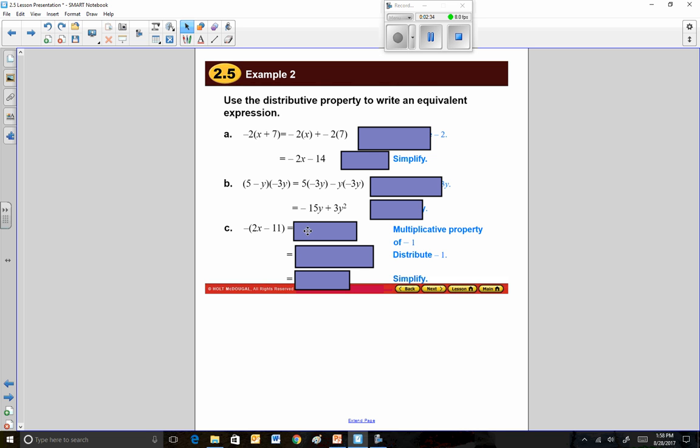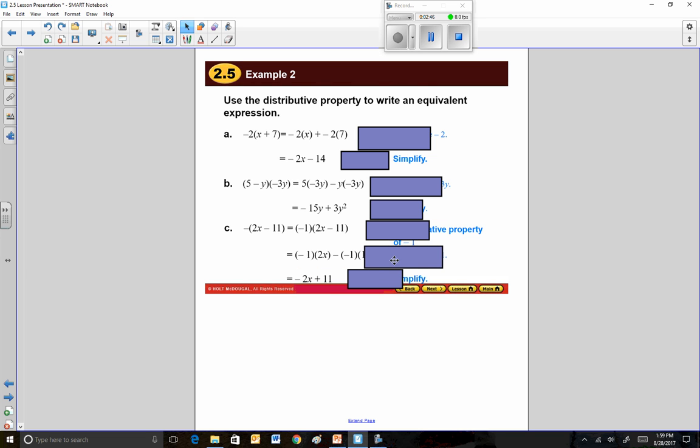And now in the last one, you should go ahead and multiply out the negative times both, or you could see this as opposite 2x, opposite negative 11. If you look at it that way, you still come up with the final answer. Opposite of 2x is negative 2x. Opposite of negative 11 is a positive 11.